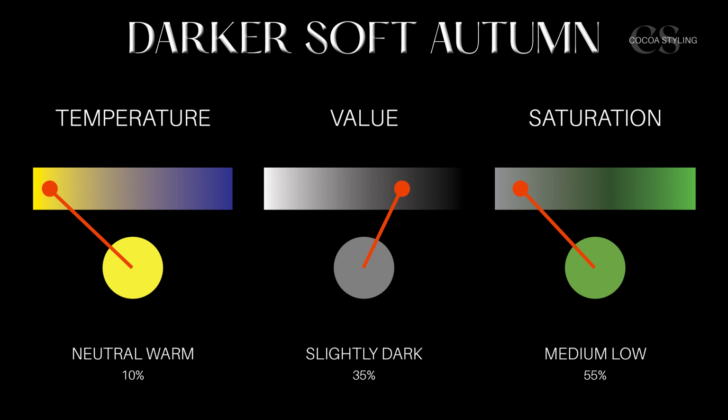A chart like this would indicate that this person would be a soft autumn with a darker value level. Notice how, since it's about percentages, as their value level increases, their muteness level decreases. So a person like this would still be a soft autumn, but their colors will be slightly less muted and slightly darker than a true soft autumn.